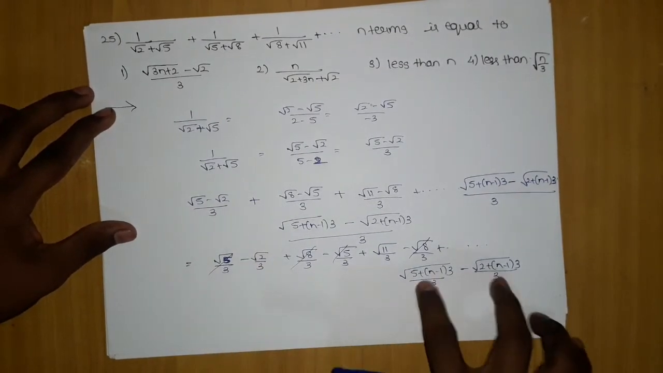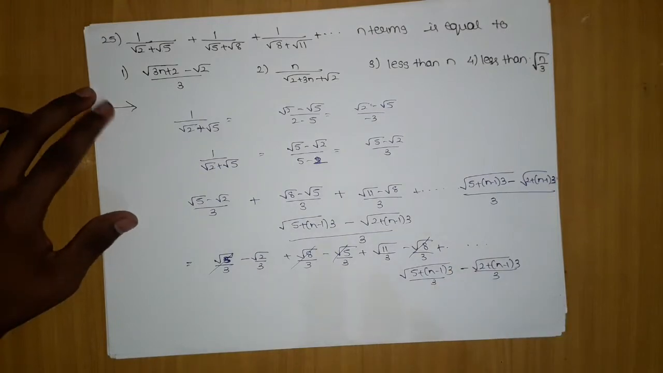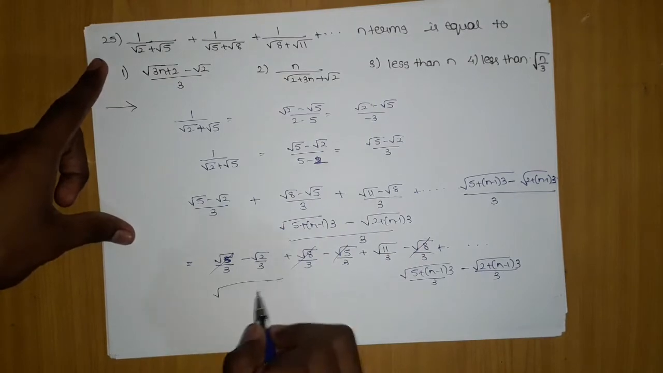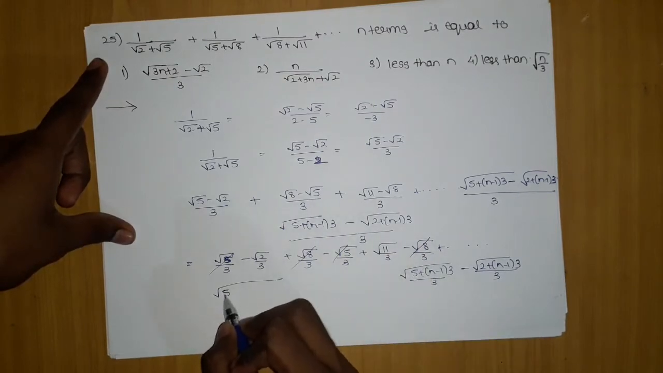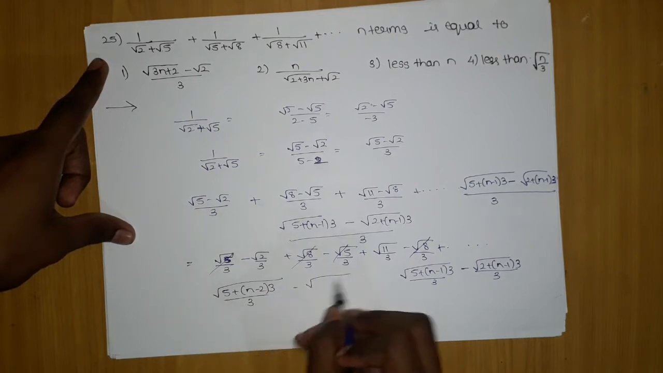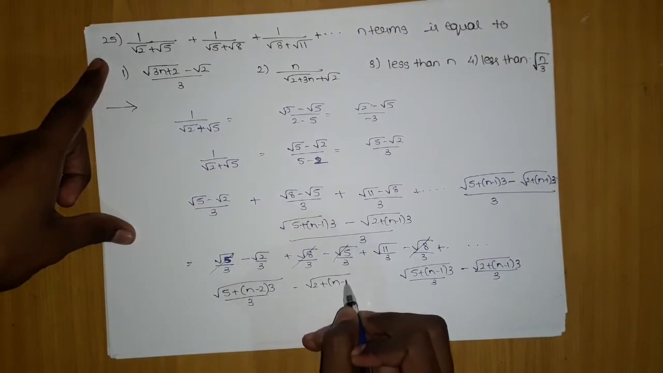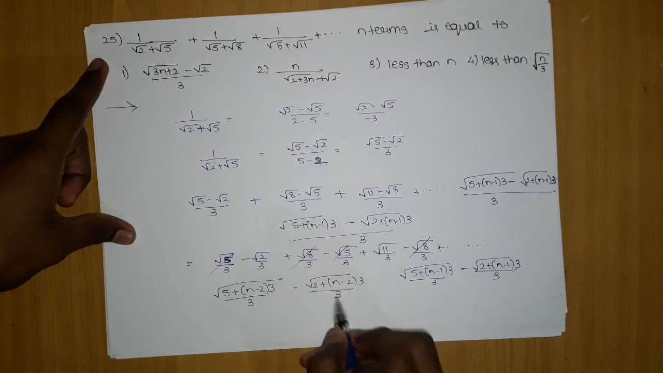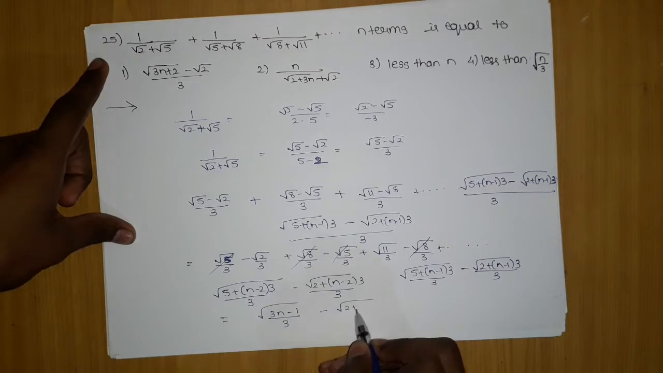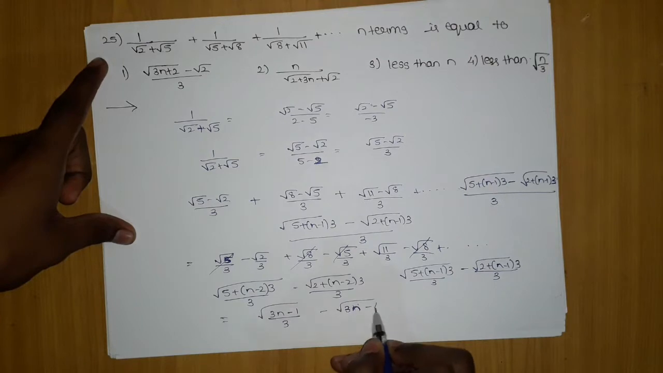But here, to check out of this which one will cancel out, we have to take one term before it. Okay, so we are going to take one term before it by substituting here n minus 1. 5 plus this will become (n minus 2) into 3 upon 3, and this will become under root 2 plus (n minus 2) into 3 upon 3. So after simplifying, what I'm getting, 3n minus 1 upon 3, and here I'm getting 2 plus 3n minus 6 upon 3.